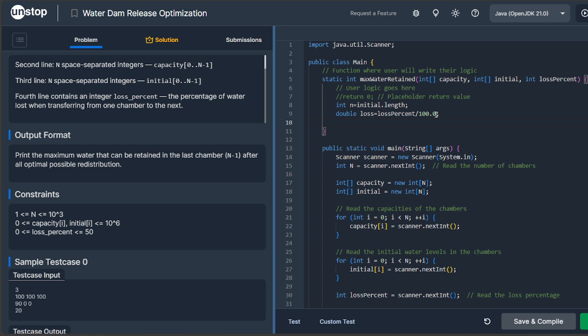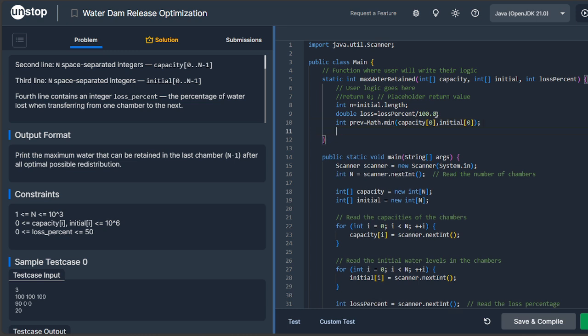So next one is we need to take previous equal to the first state, right? So it is the minimum of capacity of first and initial of first. Okay. After that, we'll start from 1, the first chamber. So int i equal to 1.